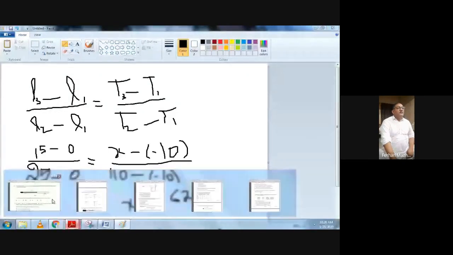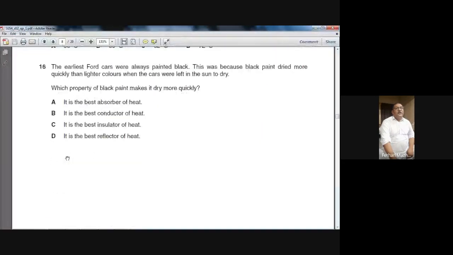Okay, sir. The next question. On your screen, hopefully you can see, the earliest Ford cars were always painted black. This was because black paint dried more quickly than lighter colors when the cars were left in the sun to dry. Which property of the black paint makes it dry more quickly? You know, the black is a very good absorber of the infrared radiation. It's the best absorber of the heat. That's why it will absorb more heat than any other. A is the answer. Yes, A is the right answer.